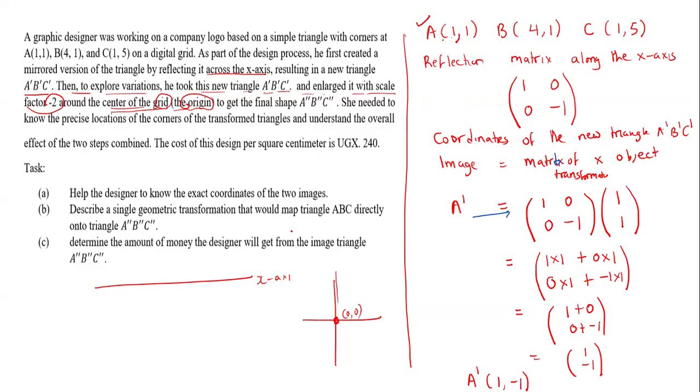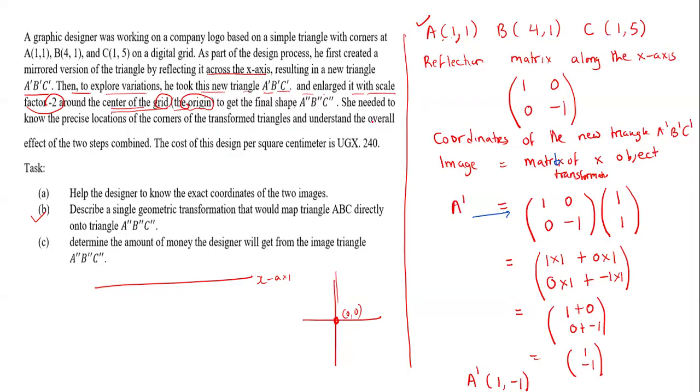Okay, now we go to the second part, part B. So here they can combine reflection and enlargement. They can combine reflection and rotation. They can combine even three. They can also go on and tell that after it was rotated about this and this. So you need to be ready for any kind of thing they combine. Then they told that she needed to know the precise location of the corners of the transformed images and understand the overall.